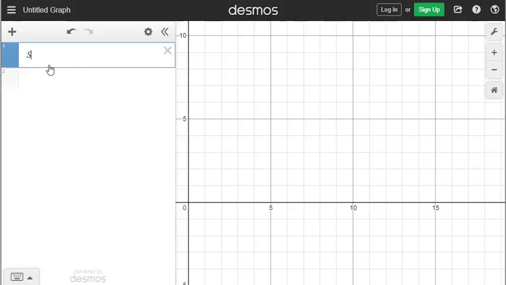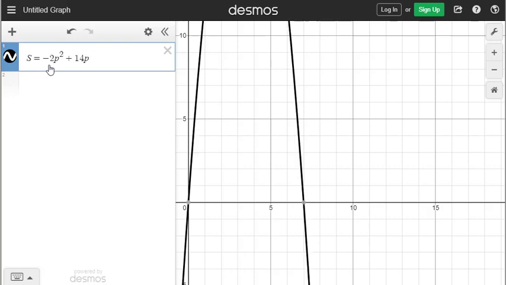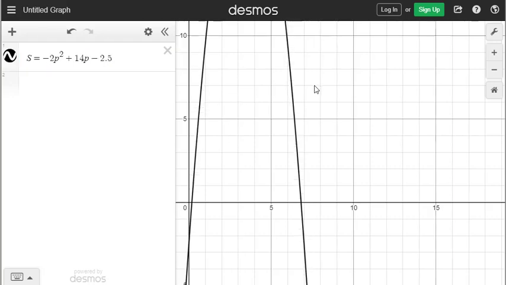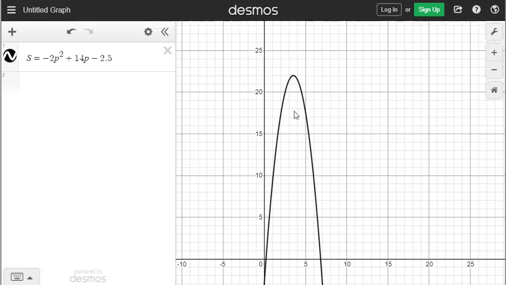So S equals negative 2p squared plus 14p minus 2.5. Now, I can't see it on my graph, and again, I want to maximize, so I want to find that vertex. And if I click on my vertex here, I get 3.5, 22. So $3.50 for each box for $22 million in sales.